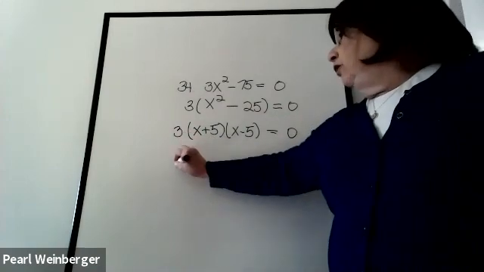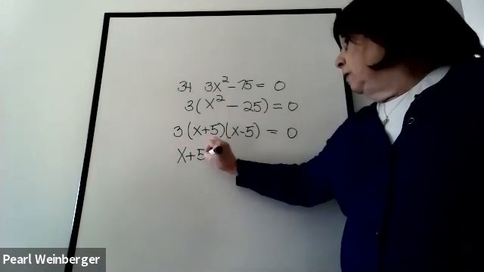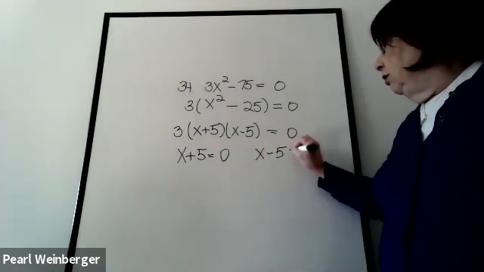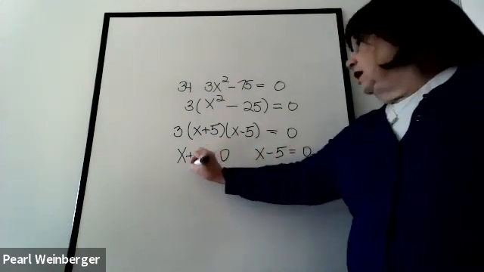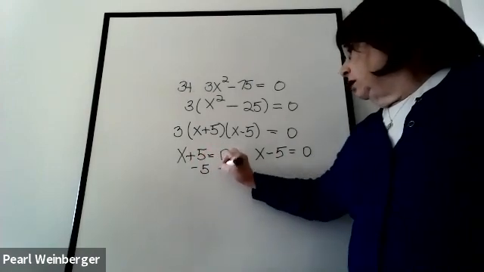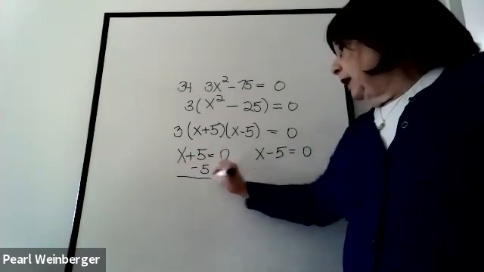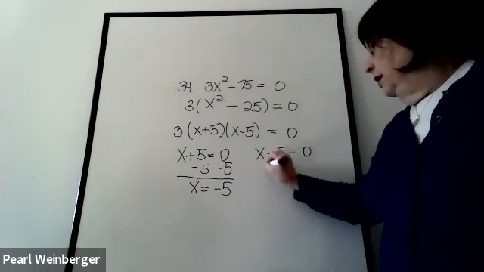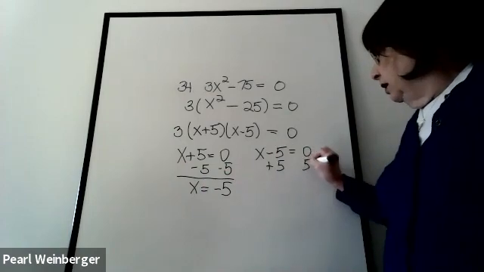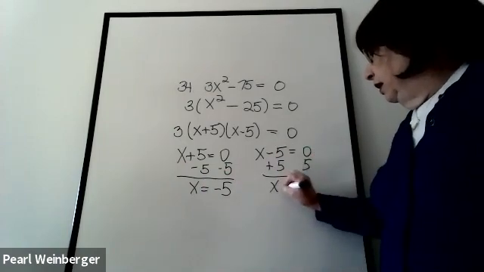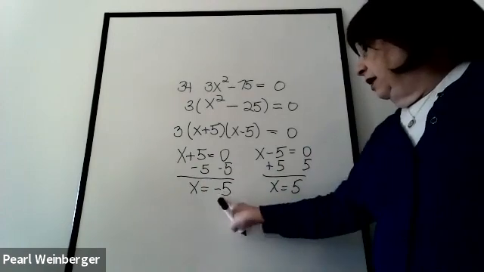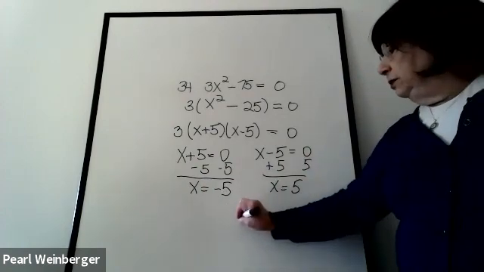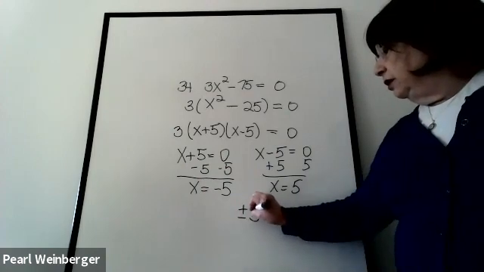But the x plus 5 could be equal to 0. And the x minus 5 could be equal to 0. Either one of those could be equal to 0. In this case, this will give me x equals negative 5. And this will give us x equals plus 5. So our 2 answers are negative 5 and 5. Sometimes also written this way, as I mentioned before, plus or minus 5.